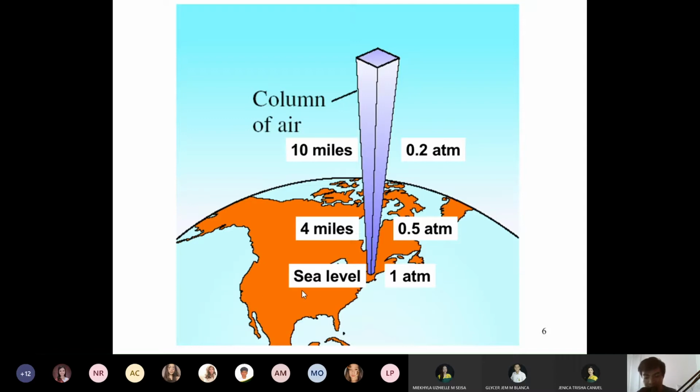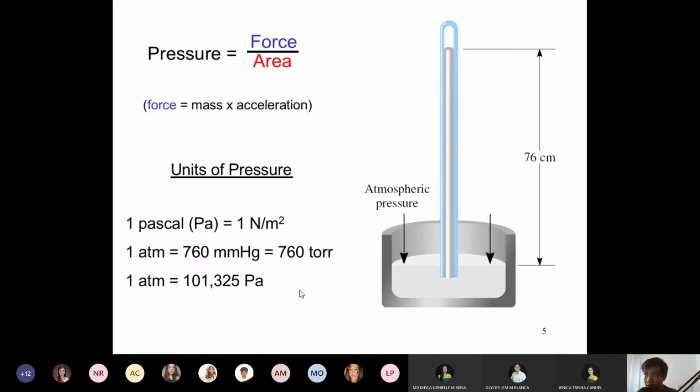How do we measure gases ba? So the old method of measuring gases is through the use of barometers. Ganito yung itsura ng barometer before. You have a vat here with mercury.